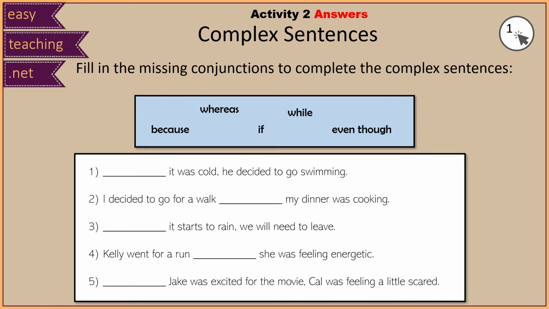Now let's go through some answers. Even though it was cold, he decided to go swimming. I decided to go for a walk while my dinner was cooking. If it starts to rain, we will need to leave. Kelly went for a run because she was feeling energetic. Whereas Jake was excited for the movie, Cal was feeling a little scared.